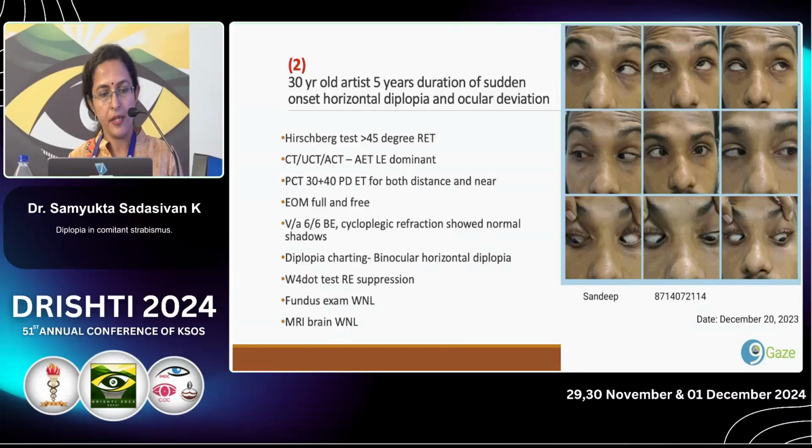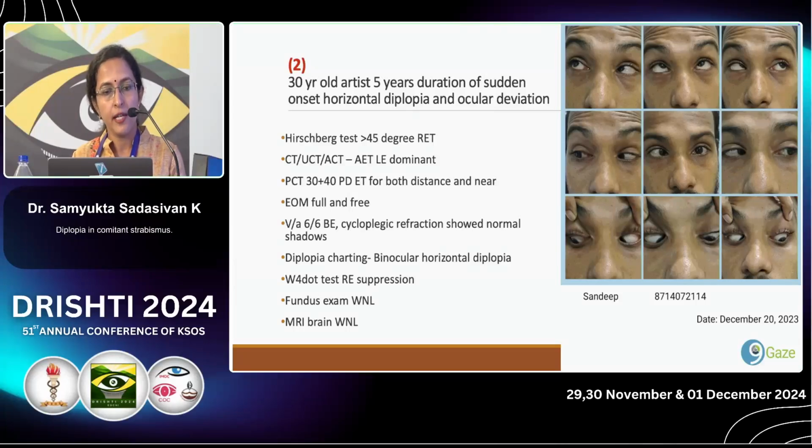So this is a second patient, a 30-year-old artist who gave a history of 5 years of sudden onset ocular deviation with horizontal diplopia. He gives a history that he developed these symptoms immediately after working with phone for 5 hours continuously. He himself being an artist, he used the phone for drawing pictures. And on that particular day, he developed this sudden onset left inward deviation, right eye inward deviation with associated horizontal diplopia. And he consulted elsewhere, and in these 5 years, he underwent 2 procedures, like Botox was given twice.